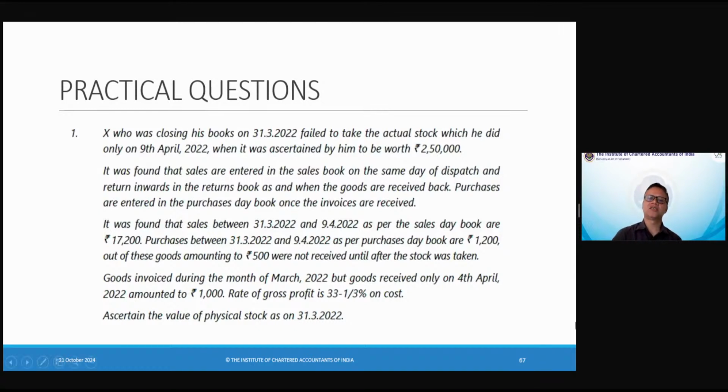So I would ask the class, what will you find out here? When you are asked to ascertain the value of physical stock as on 31st March 2022, what are we trying to find? We're trying to find the opening stock or the closing stock.